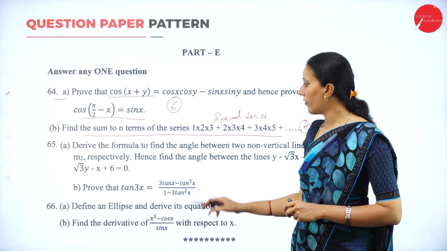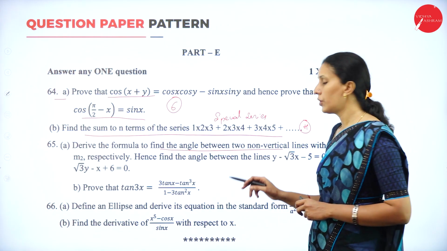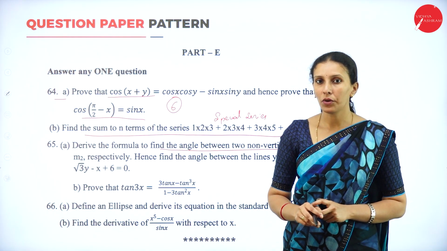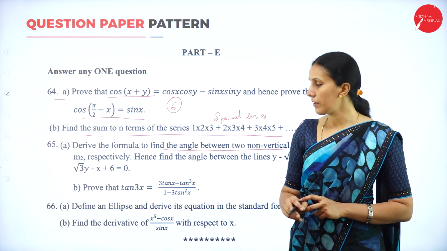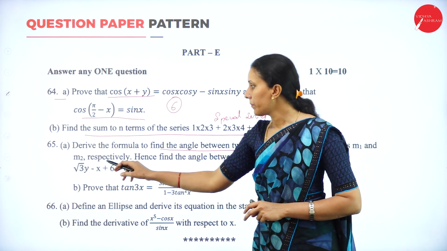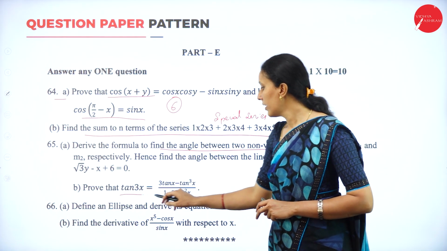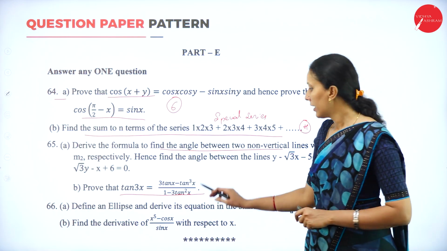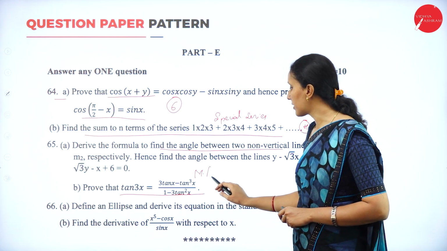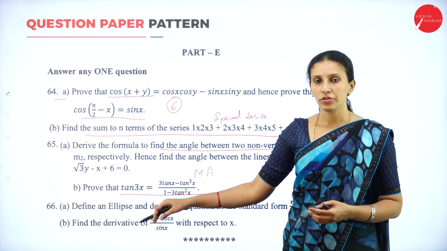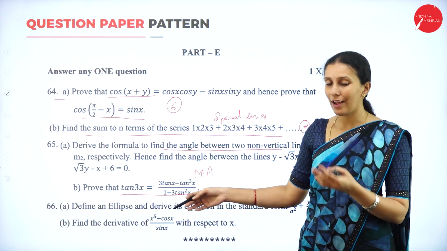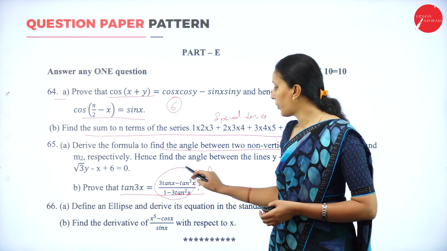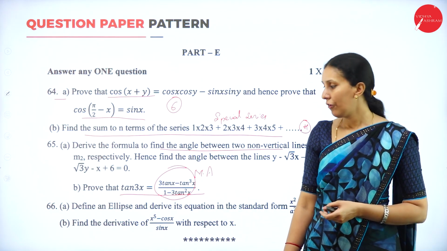And question number 65 is the angle between 2 lines, that is tan theta is equal to m2 minus m1 over 1 minus m1 m2. And here again you have one trigonometric question. Usually they will ask you multiple angles, tan 3x, sin 3x, cos 3x, like that, tan 4x. You have to prove the multiple angle formulas.